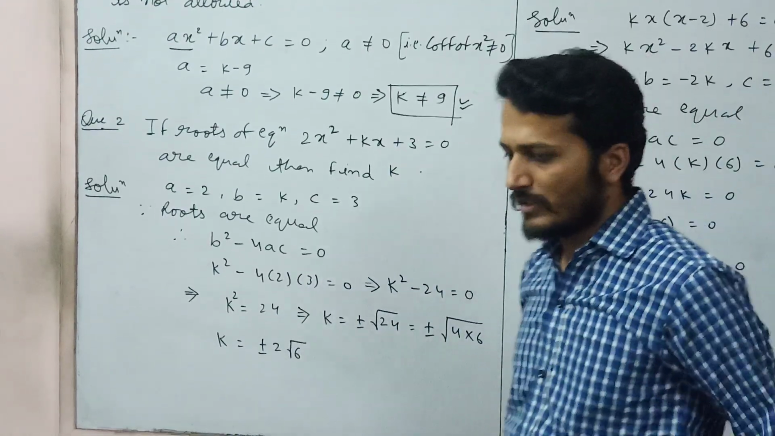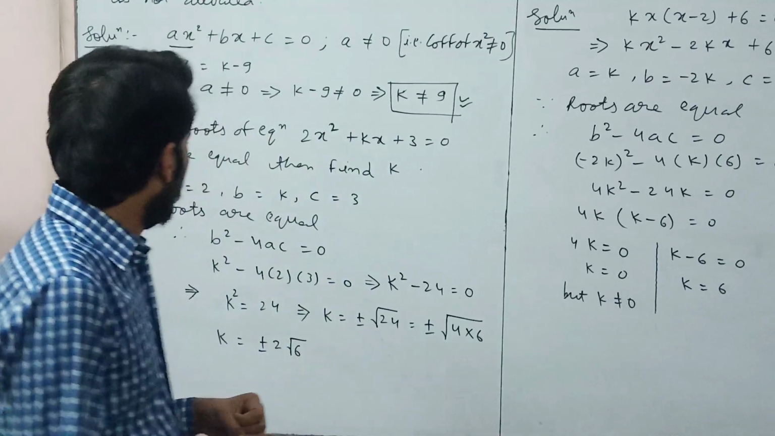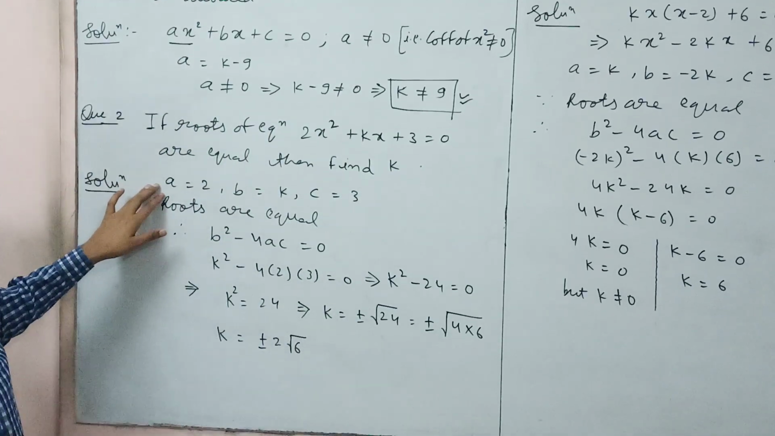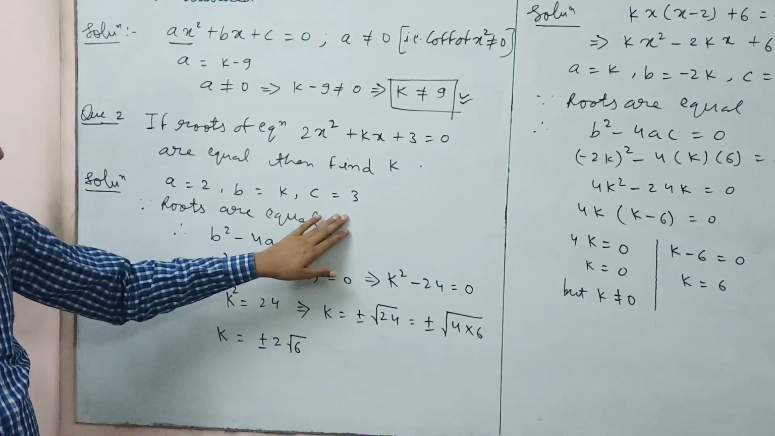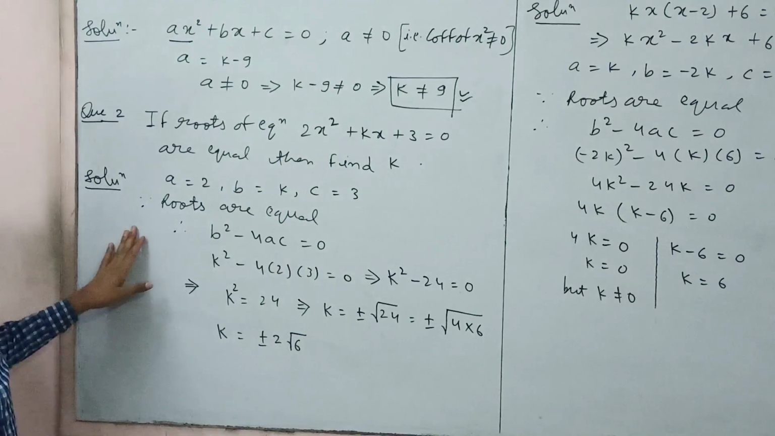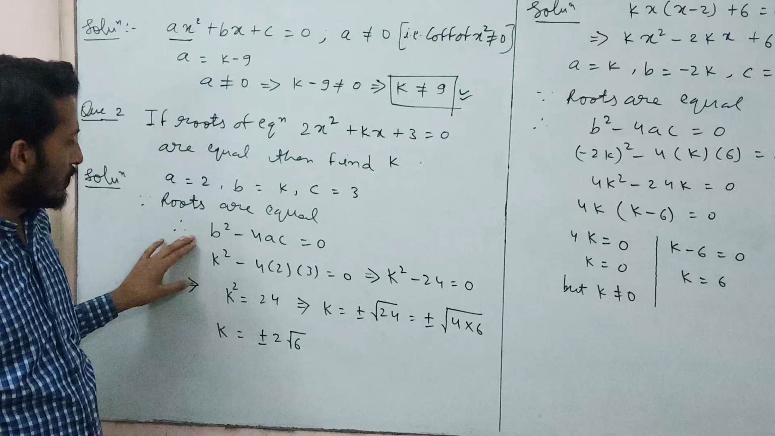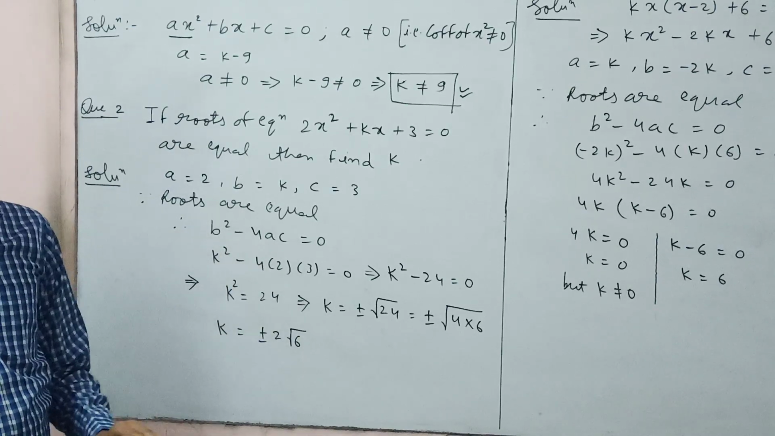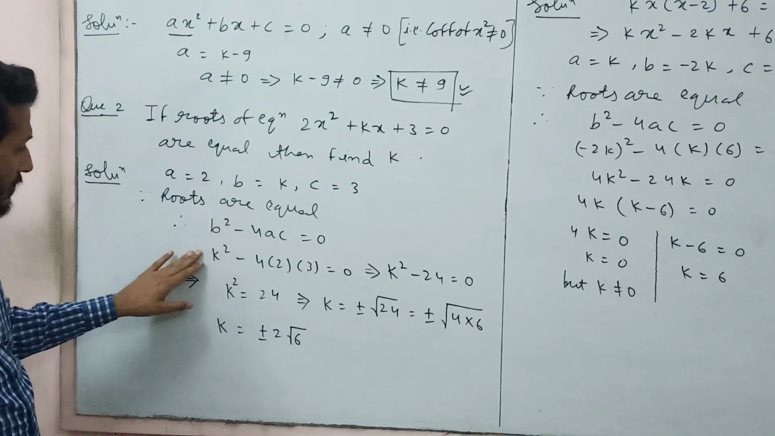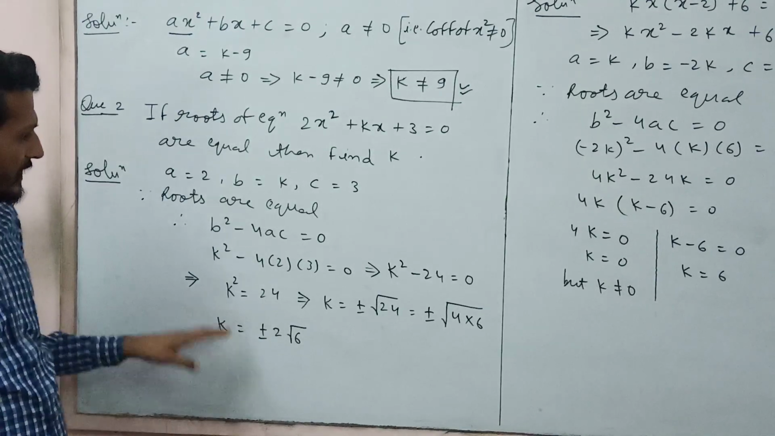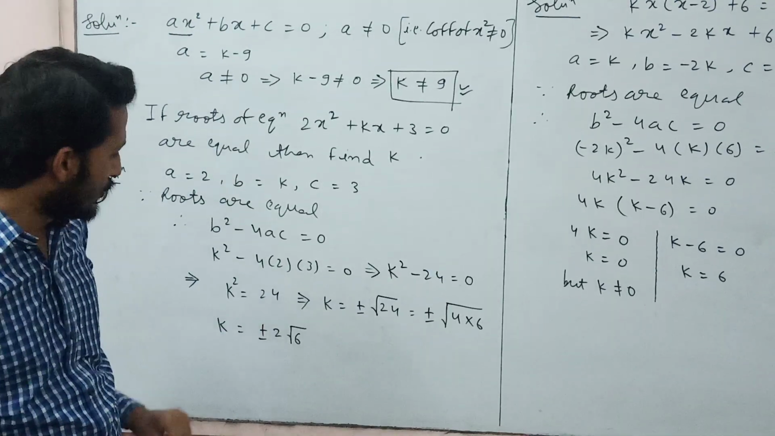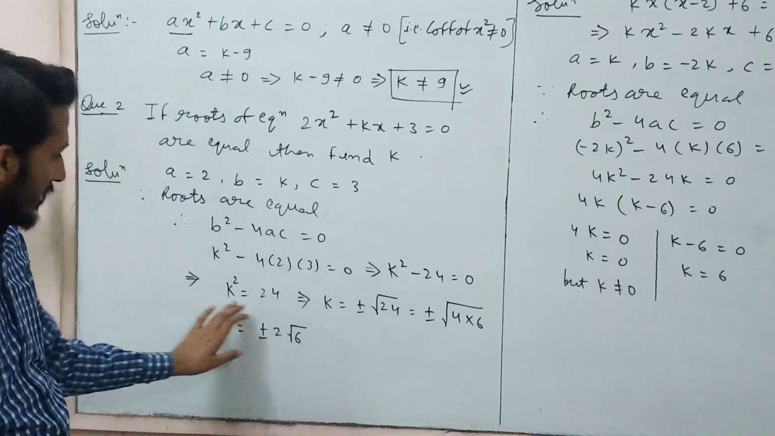So how to solve this question? The value of a is 2, b is k and c is 3 in this equation. As it is given that roots are equal, the condition for equal roots is b square minus 4ac equal to 0. Put the values in this equation, then we get k square minus 24 equal to 0, or we have k square equals 24.